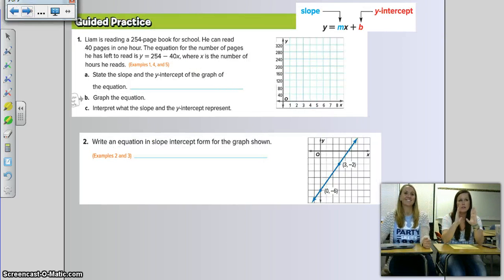So here's your guided practice. Again, examples 1, 4, and 5 are for number 1, you can see that right here, and number 2 is about examples 2 and 3 that we did.